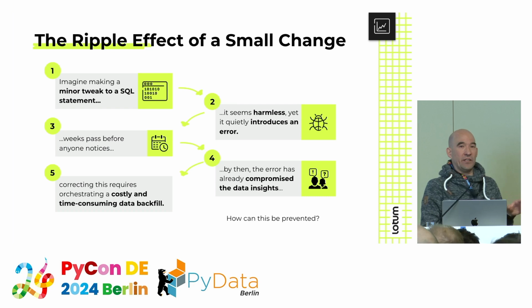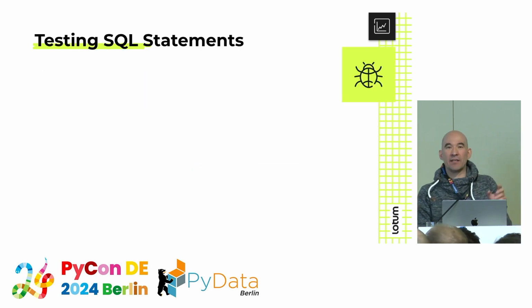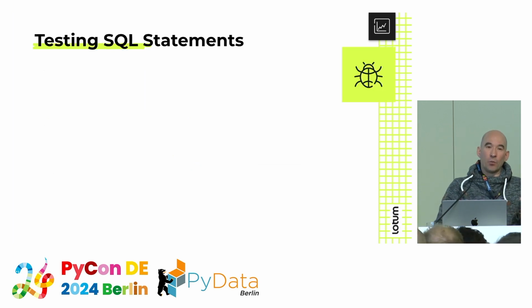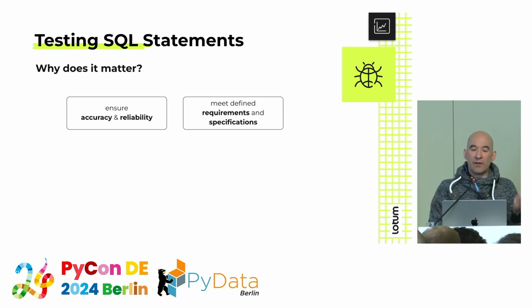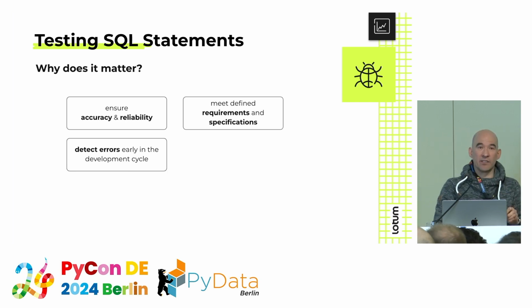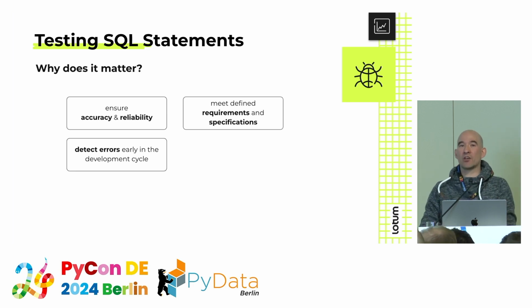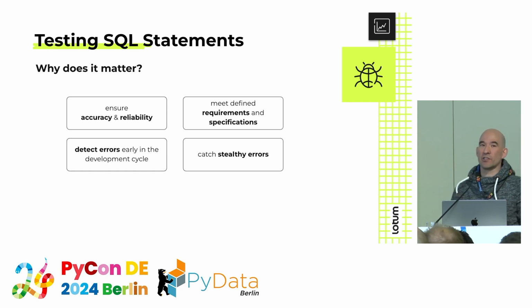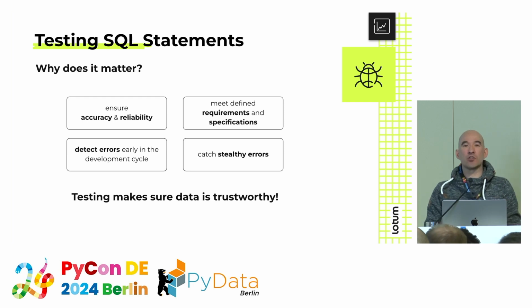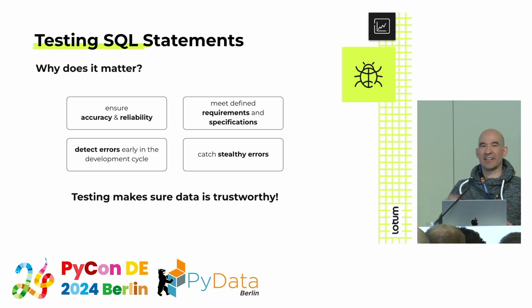So how can this be prevented? It can be prevented by testing our SQL statements. Why does testing matter? Well, if you test your SQL statements, you can ensure they're accurate and reliable. You can ensure that they meet the defined requirements and specifications. And also by testing, you can detect errors like the ones I just mentioned very early in the development cycle, way before the code actually is in production. Testing also enables you to catch these stealthy errors, which otherwise would be completely undetected. After all, testing makes sure your data is trustworthy. And as a data practitioner, that's exactly what you want.